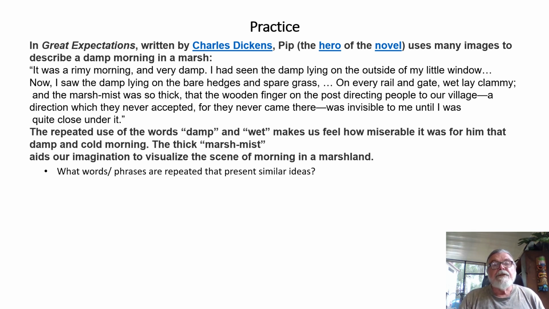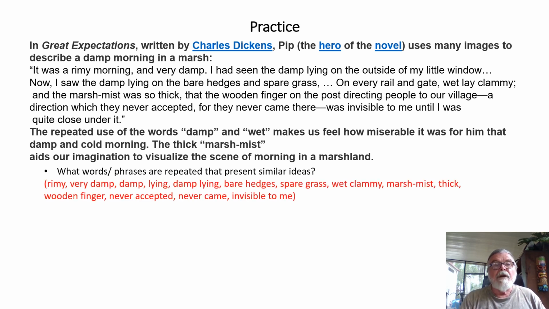All right. So the repeated words of damp and wet make us feel how miserable it was for him. The damp and cold morning, the thick marsh mist aids our imagination to visualize the scene of the morning in the marshland. So what words and phrases are repeated? This is how I'm going to do it. I have to do these exercises, then I put them in my plug and play sentences.